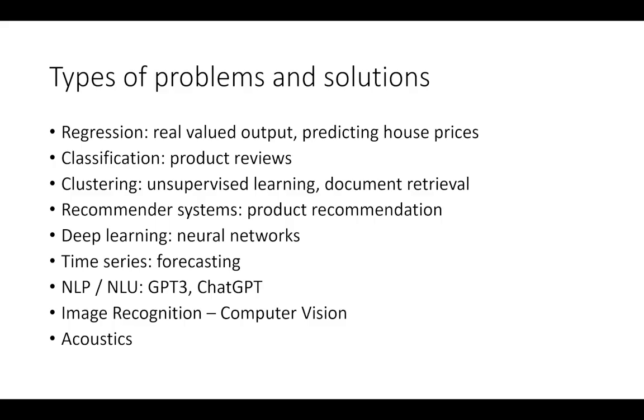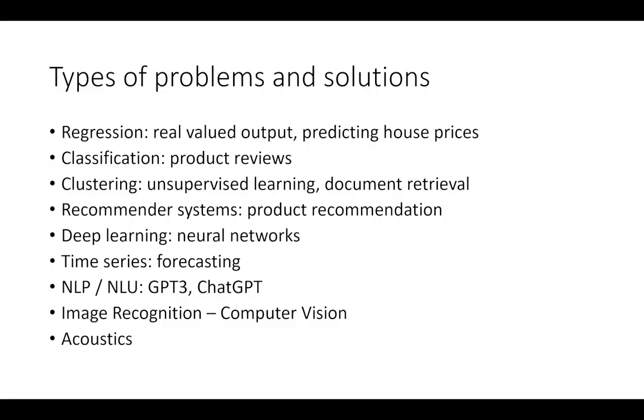So in regression, you have a real valued output. For example, predicting house prices. Based on the data that you have for a neighborhood for the past month, you predict what will be the sale price when you put your house for sale, or when you want to go and buy a house, you want to know the budget. So you could use these regression models there.